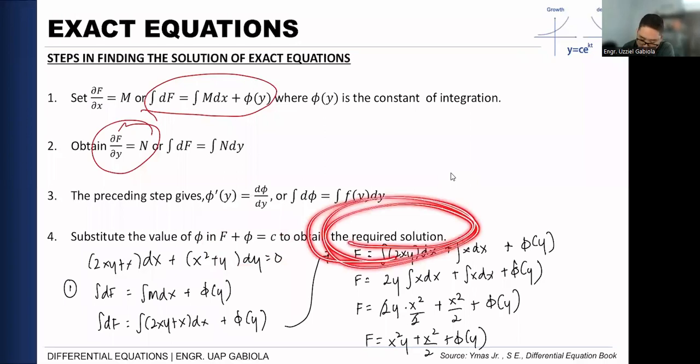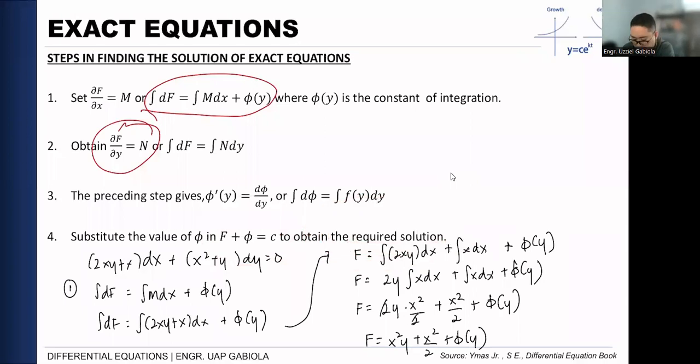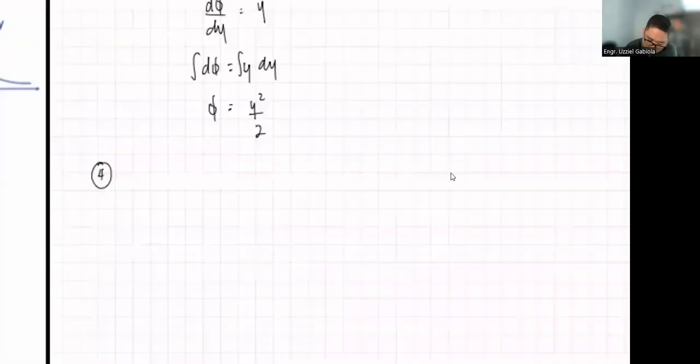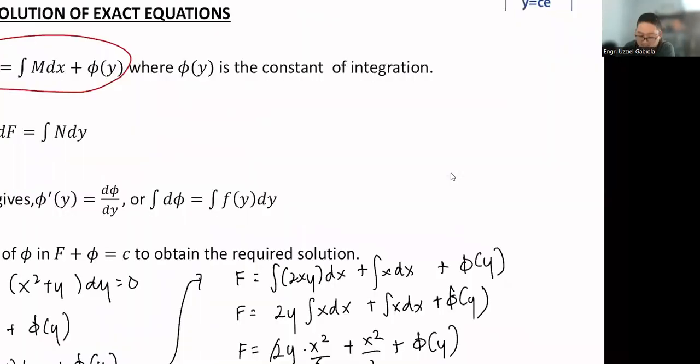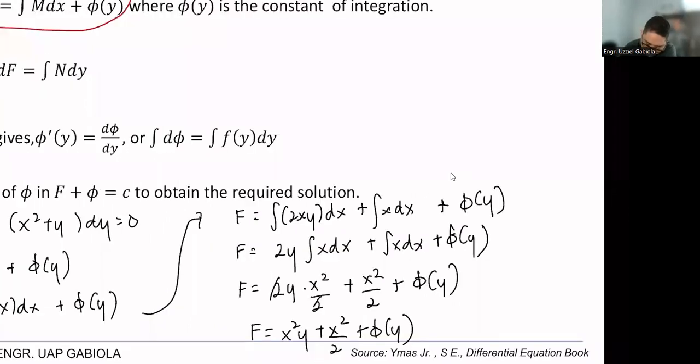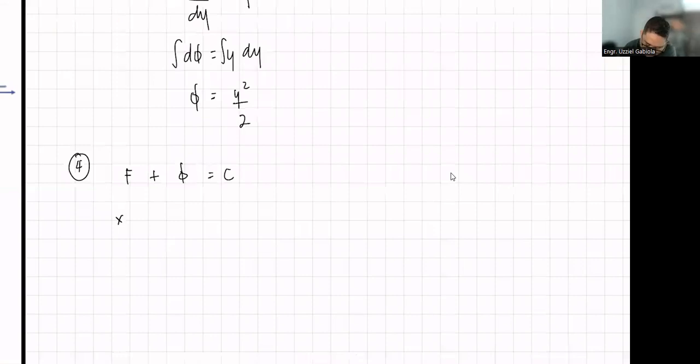Okay? So, yung f natin, ano ang value niya? Okay? And then yung phi natin, yun yung na-calculate natin dun sa step 3. So, lagay natin dito, f plus phi is equals to c. So, ano man yung value ng f mo dito, which is x squared y plus x squared over 2. And then yung phi, sa substitute na natin. So, that plus y squared over 2 is equals to c.